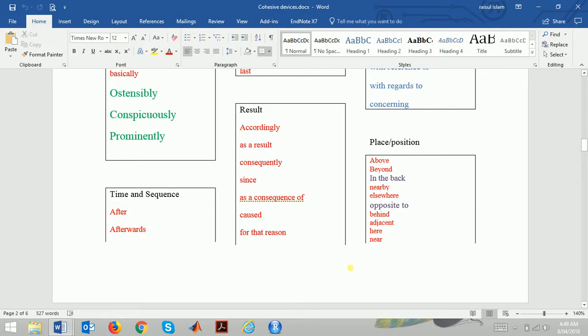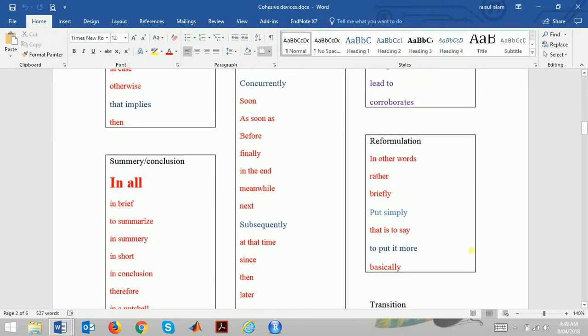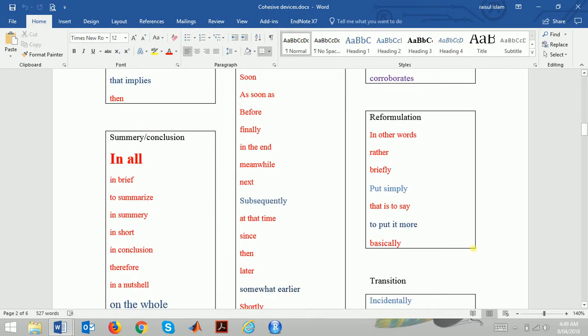accordingly, as a result, consequently, since, as a consequence of, caused, for that reason, hence, thus, contribute to, in consequence of, brought about, lead to, corroborates. Reformulation: in other words, rather, briefly, put simply, that is to say, to put it more basically.